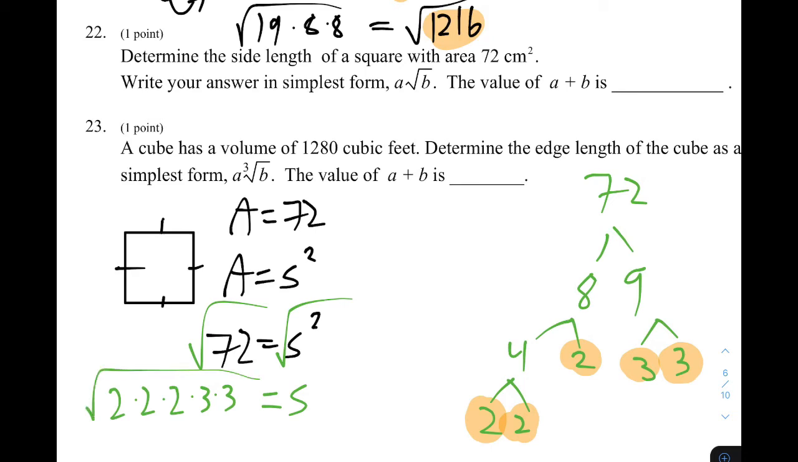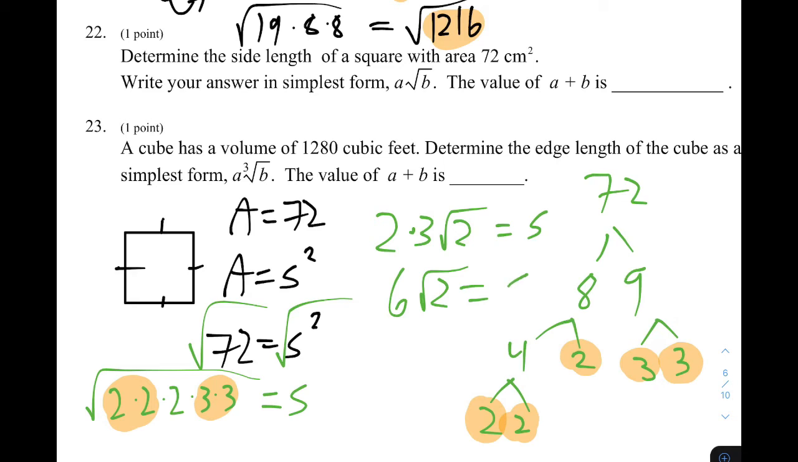These are square roots, so any pair of 2 I can take out. So there's a pair of 2, and I've got one lonely one in the middle there. So I can write the 2 and the 3 on the outside and leave that 2 in the middle. And 2 times 3 is just 6. So I would write 6 root 2 is equal to s.